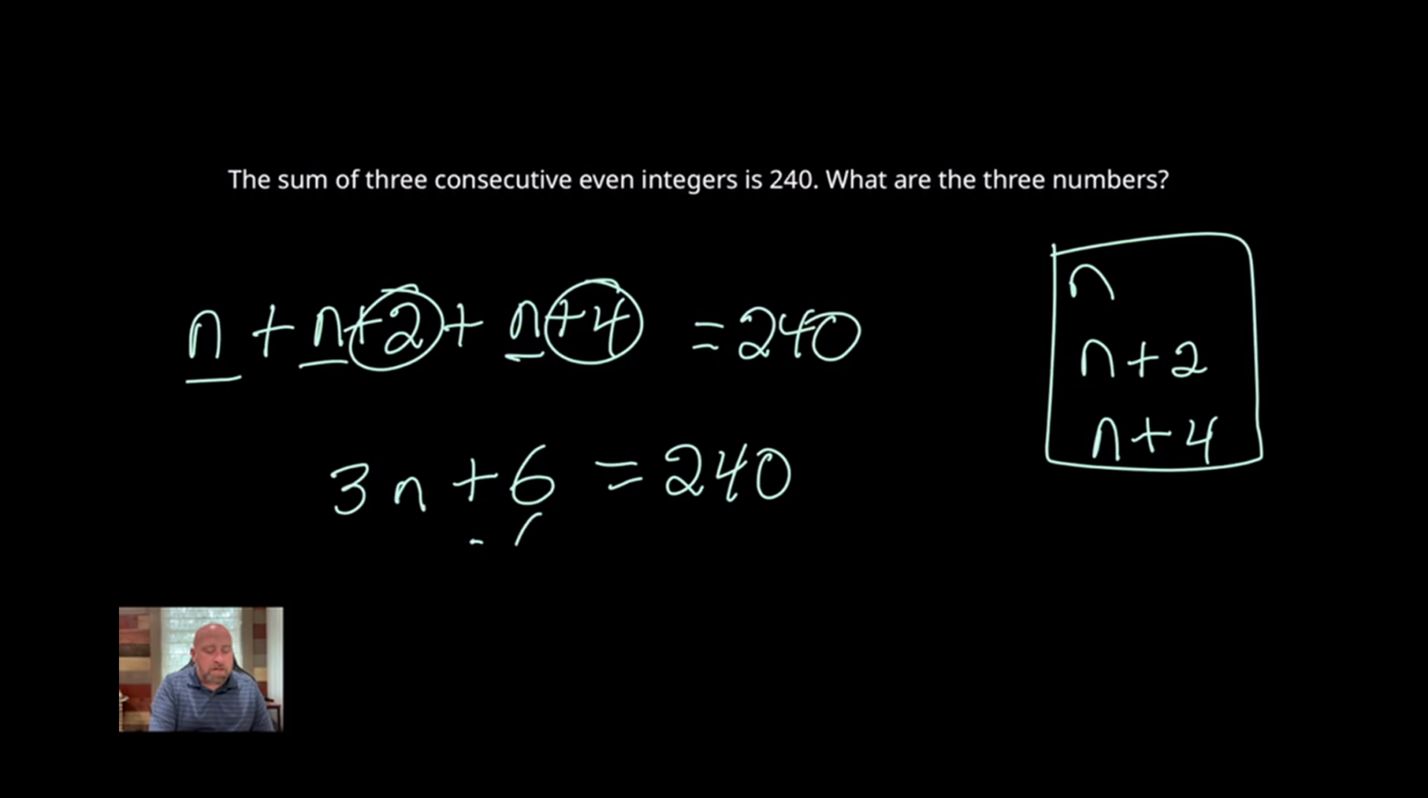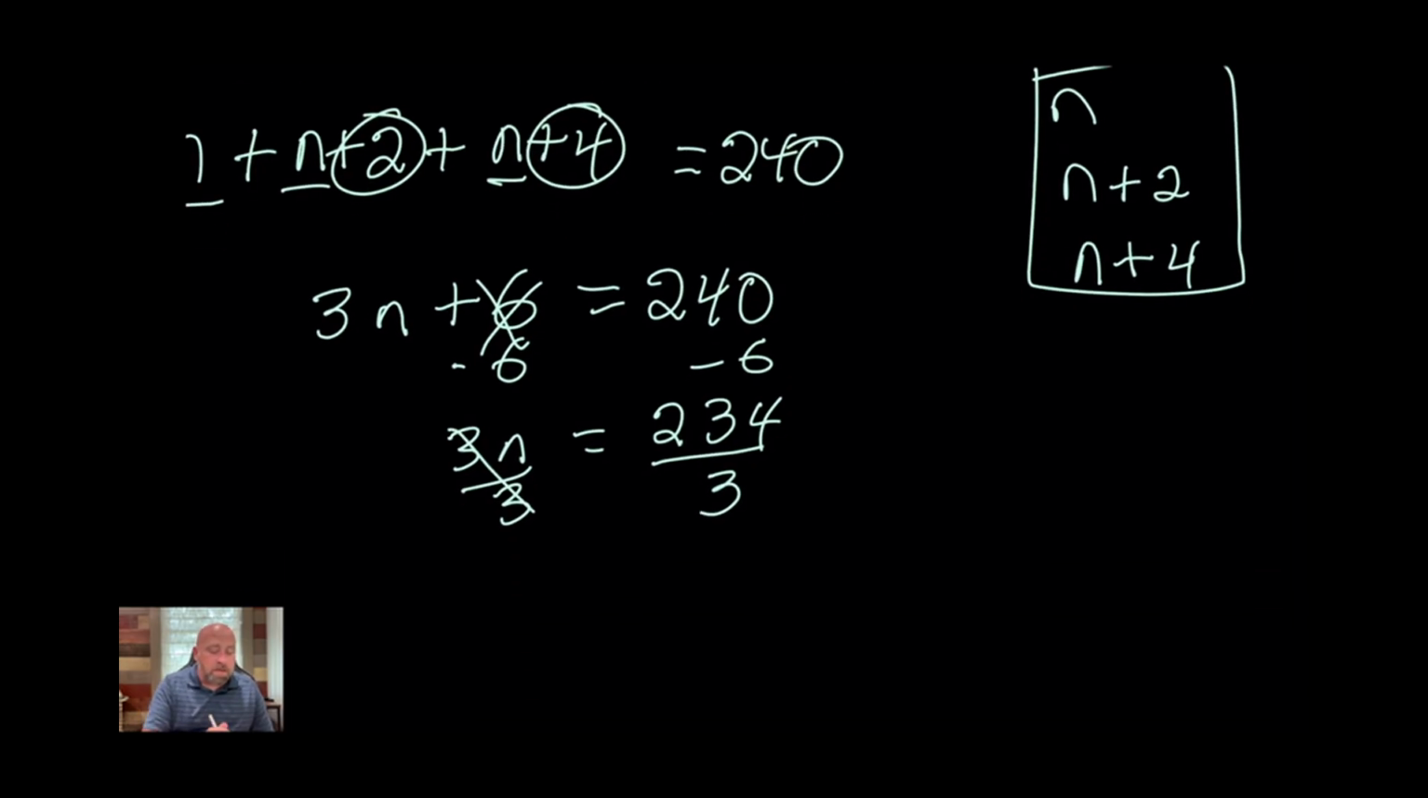We're going to subtract our 6 from both sides just to kind of clear that out. And we're going to get 3n equals 234. And then we're going to divide both sides by 3. You can use your calculator for this next step, and you're going to get n equals 78.